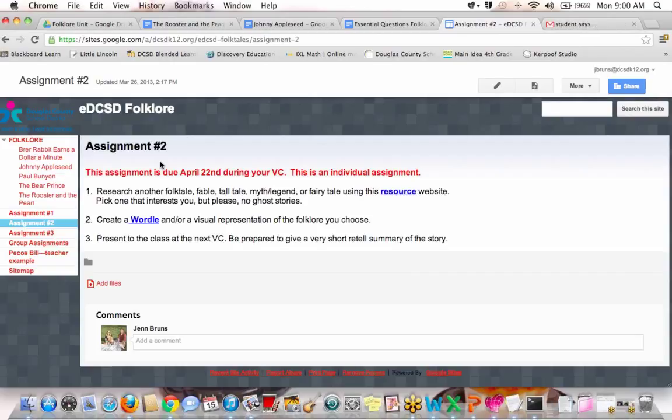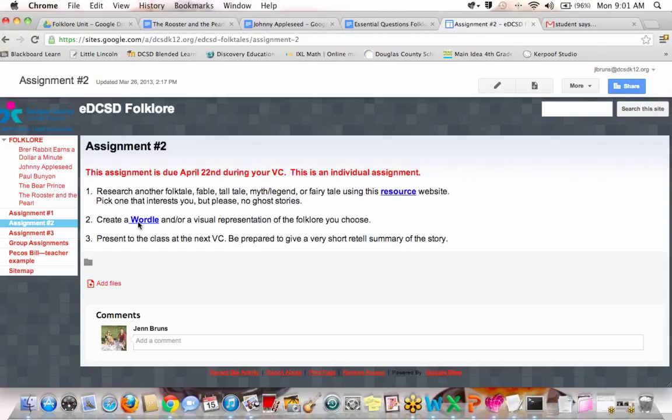Number one, you're going to research another folk tale, fable, tall tale, myth, legend, or fairy tale using this resource. I'm going to take you to it in just a second. Pick one that interests you, but please do not choose any of the ghost stories. They just don't fit into the folklore we're studying right now. So choose either a folk tale, fable, tall tale, myth or legend, or fairy tale. Those are your choices.